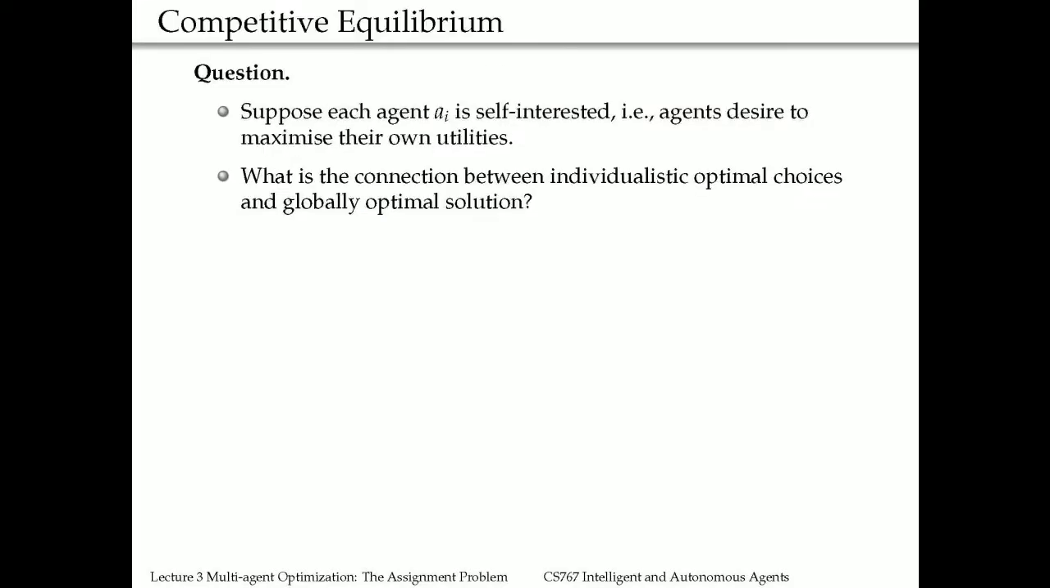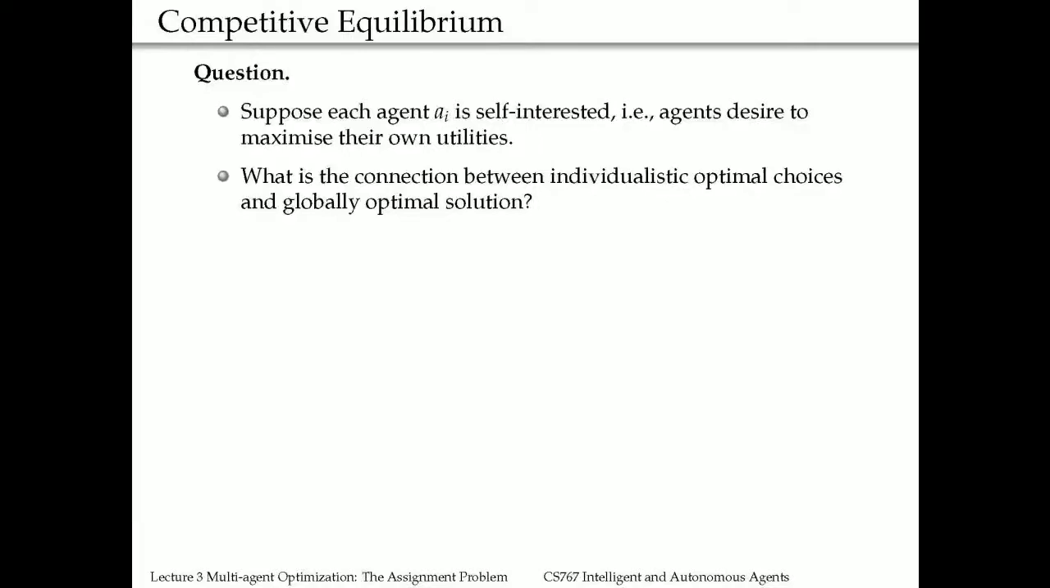So how do we use this price mechanism to find an optimal assignment among the agents? If we implement this market mechanism, then we will need to make certain assumptions about the setup of each agent. So we assume that each agent is self-interested. They desire to maximize their own utility. They do not care about the utility of the other agents or the global utility.